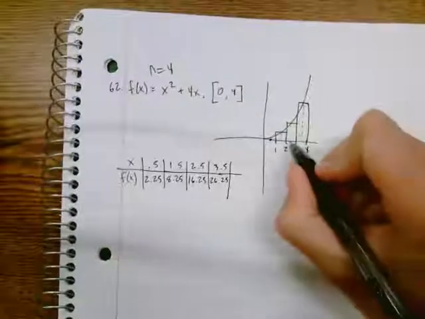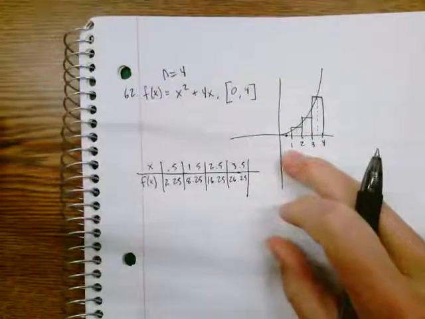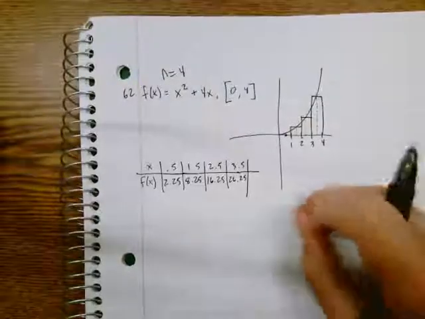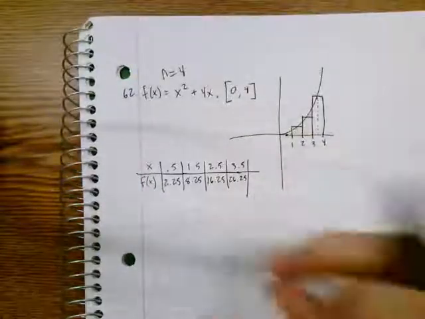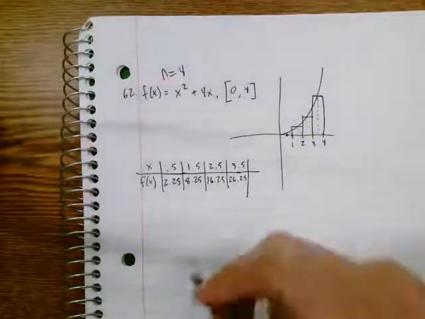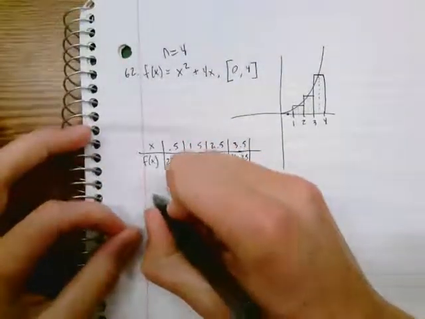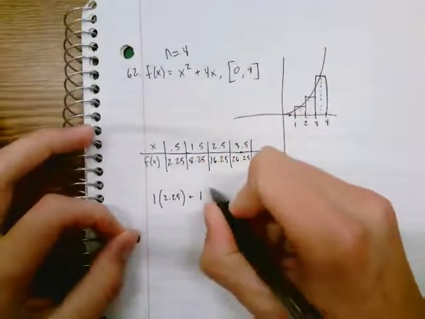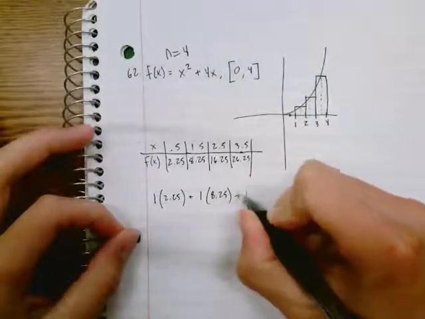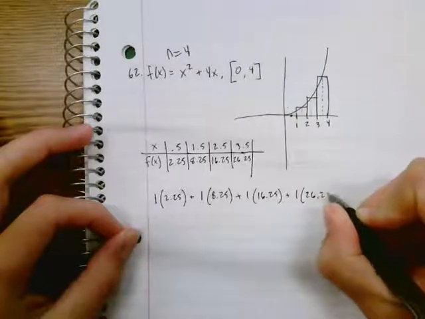So it was that midpoint in between every rectangle, because we're doing a midpoint Riemann sum. Our n is 4, so the number of rectangles that we're using is 4. And our interval is 4, so that means each width of the rectangle is going to be 1. So now we're just doing base times height. So 1 times 2.25 plus 1 times 8.25 plus 1 times 16.25 plus 1 times 26.25.